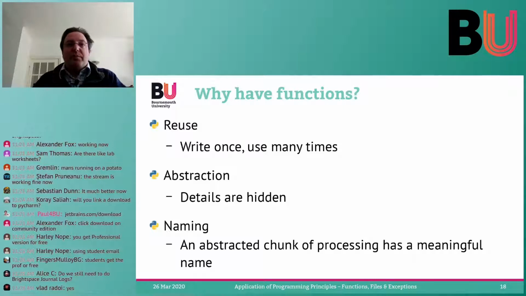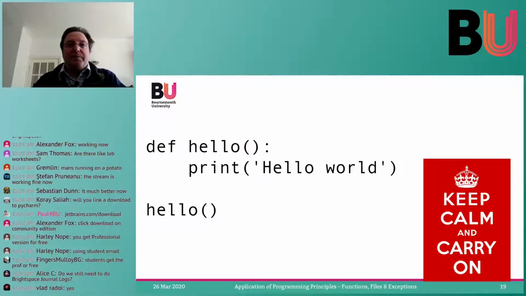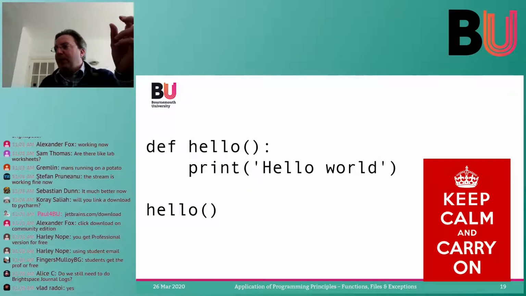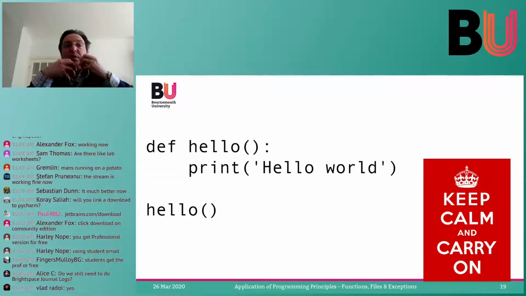So what does this look like? It looks like hello world. In this particular case, it looks like this. So we have a hello and we print. So we have a function. We start out with def for define. Then we have the name of the function, and then we have the parentheses that give us the list of parameters. In this case, there are no parameters, so it's an empty list.